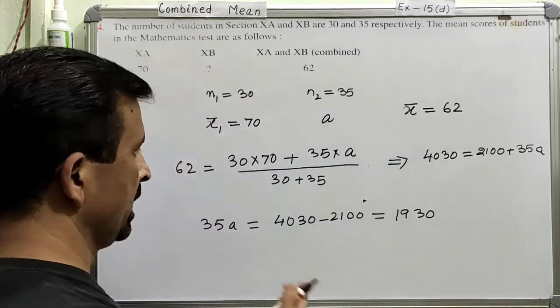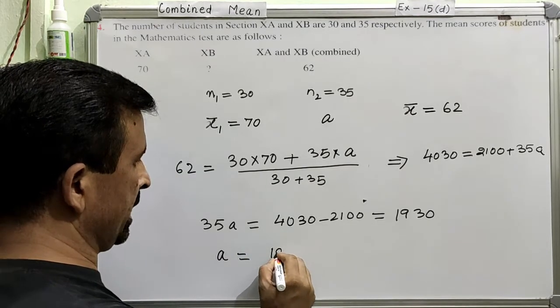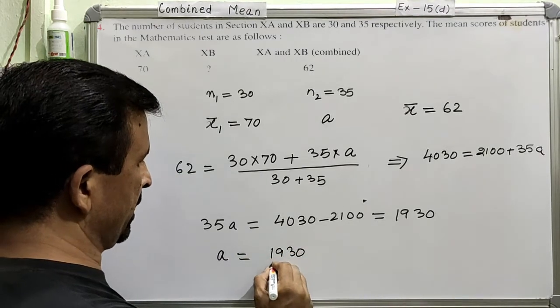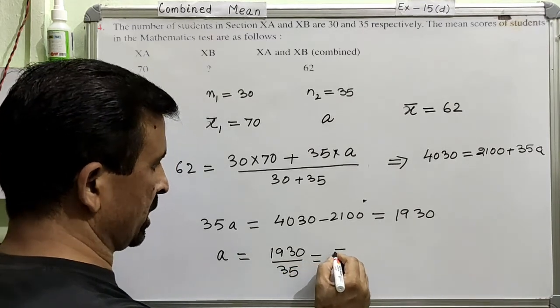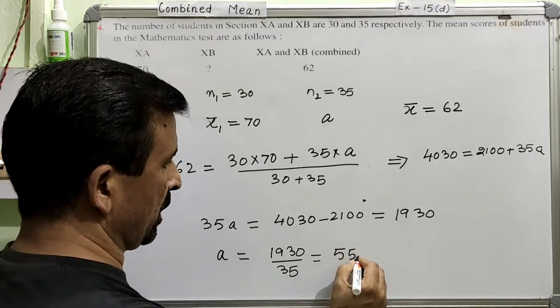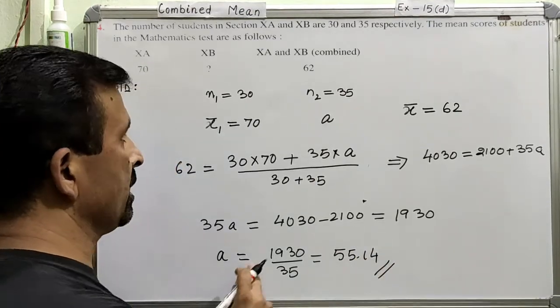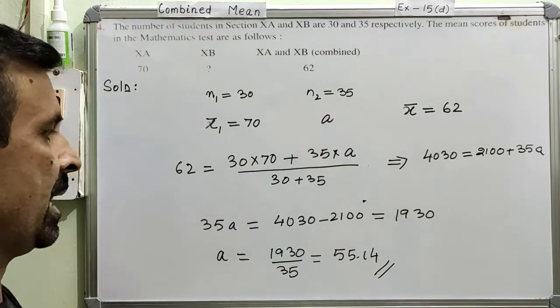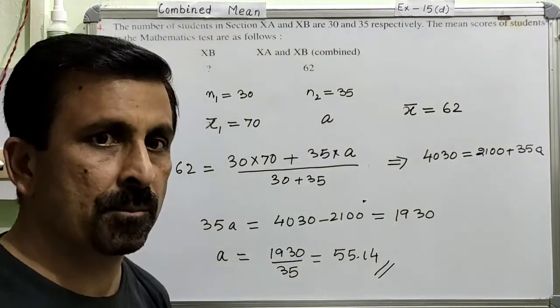Is it okay? And now we can find the value of a. A is equal to 1930 divided by 35, and this answer will come as equal to 55.14. This is the mean of class 10B student. Is it well understood? Thank you.